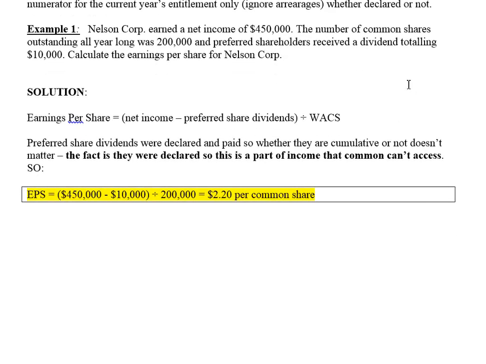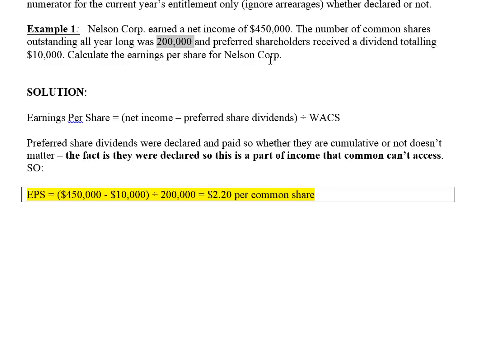So let's assume here that we have a corporation that earned income of $450,000. They have common shares outstanding all year long of 200,000, so that's our weighted average common shares. So we don't have to do a calculation here. And the preferred shareholders receive a dividend totaling $10,000.